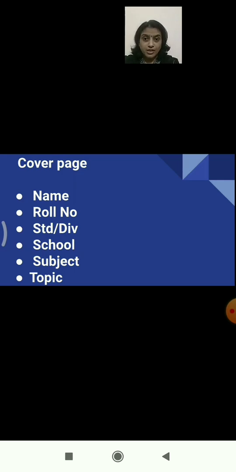Now what you will do first is the cover page. How will the cover page be? You can see the topics written there. Okay, so you have to write them down. First your name, roll number, your standard and division. You can write your roll number and division, last year's roll number and division, that will also do. Then the school's name, subject, and the topic which you have selected. Now we have two topics here, right? What is that? Story writing and interview writing. So whatever topic you're selecting, you're going to write there.